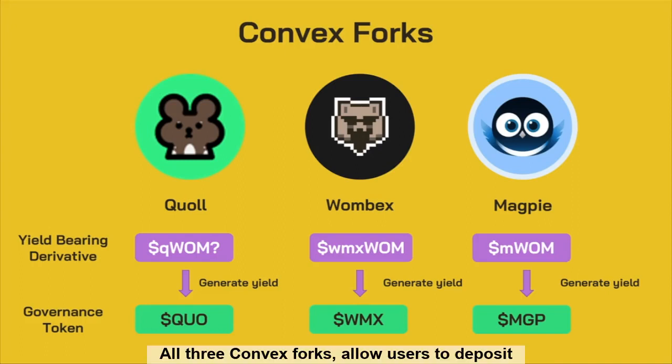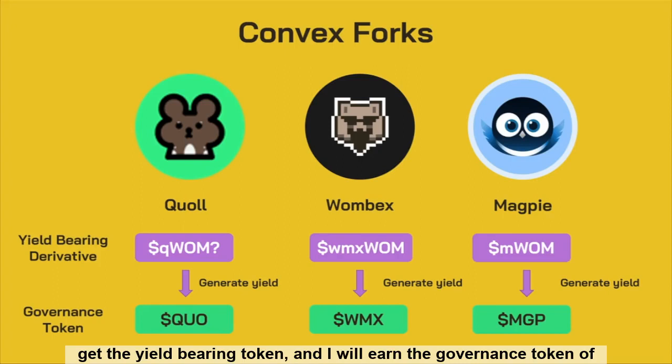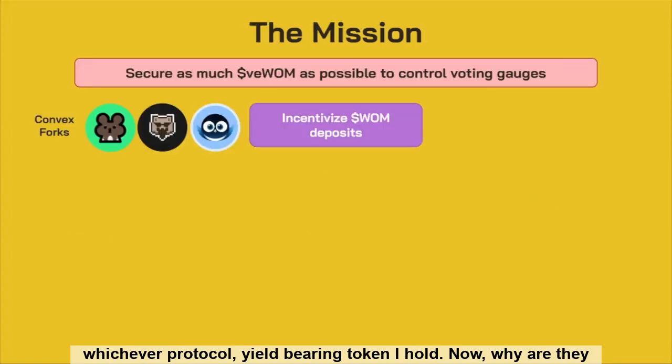All three convex forks allow users to deposit WOM tokens in exchange for a yield-bearing derivative token that earns the holder a yield that is paid in the governance token. So I deposit WOM, get the yield-bearing token, and I will earn the governance token of whichever protocol's yield-bearing token I hold. Now, why are they doing this?